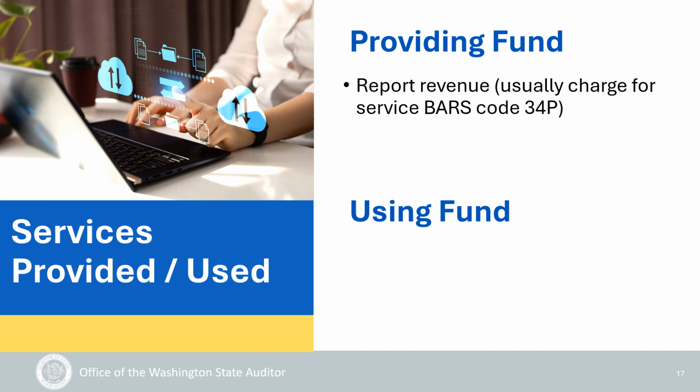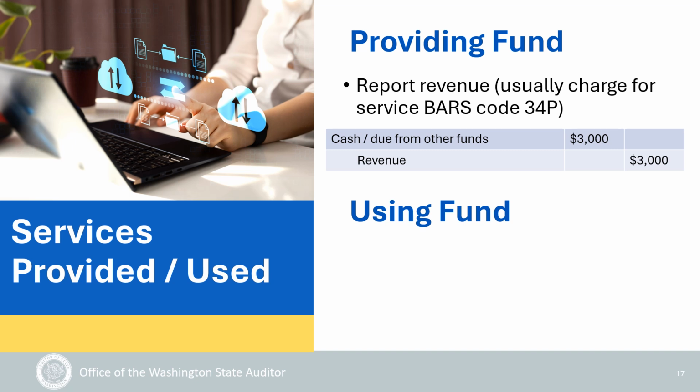For interfund services provided and used, the accounting is straightforward. The fund that provided the service will record a revenue when the service is provided, which is a credit. Normally, this credit will be a charge for service type revenue, but in some circumstances, another type of revenue might make more sense. You'll have to pay attention to the facts and circumstances of each transaction to determine the right BARS code. And you can always submit a help desk if you need help choosing the right code.